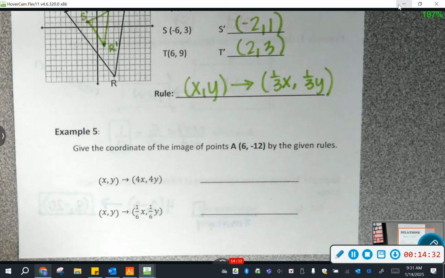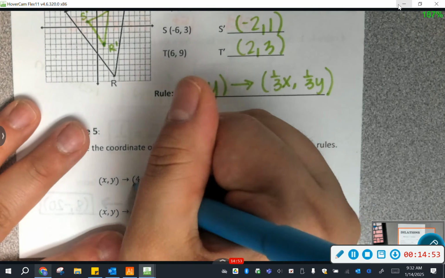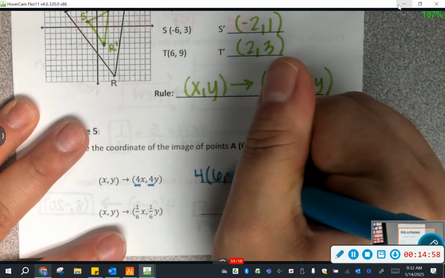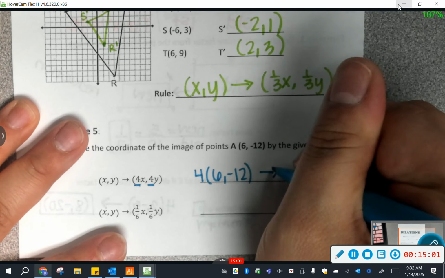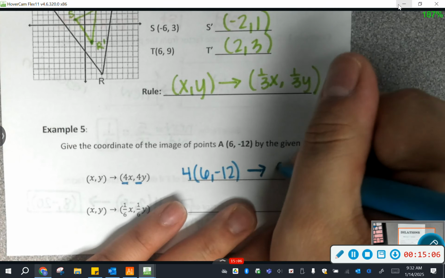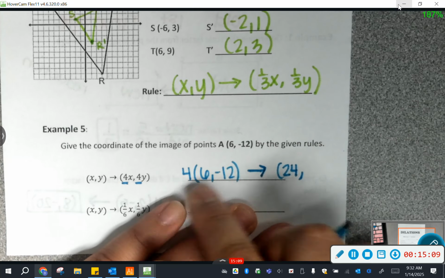Any questions so far? Jocelyn, you with me? Yeah, you sure? Okay. Last one on this page, example 5. If I give you point A and the rule, can you figure out the new point A? For the first one, what are we going to do? Multiply by 4. These have a scale factor of 4. So what is 4 times 6, -12? What's 4 times 6? 24. What's 4 times -12?